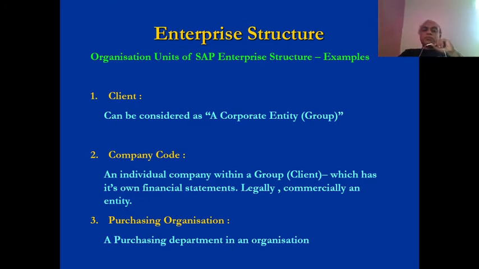Okay. So in a client, next you will have company codes. Company code is nothing but individual companies. If I take the example of a client, it will be like the Tata group of industry. And when it comes to company code, I can give the example of Tata Steel, Tata Motors, Tata Chemicals, TCS. Okay, likewise. Each company code is nothing but a company, as we understand it normally.